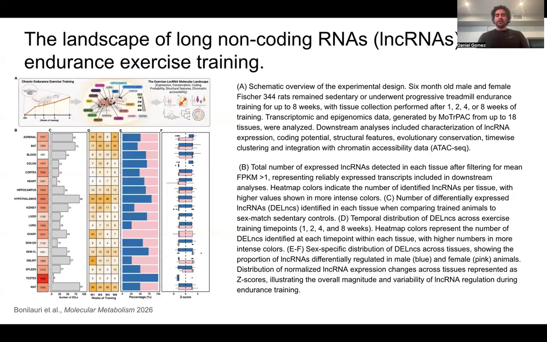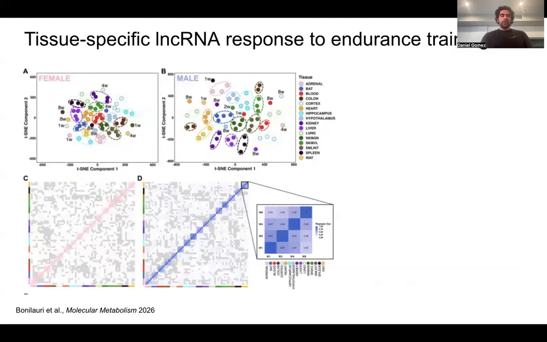And then E and F are just the sex-specific distribution across the tissues, showing the proportions of the lncRNAs differentially regulated in males, which are in blue, and females, which are in pink. And those distributions are normalized for lncRNA expression changes across tissues, represented as z-scores. And those illustrate the overall magnitude and the variability of lncRNA regulation during endurance training. Next, we'll go over these components for male and female.